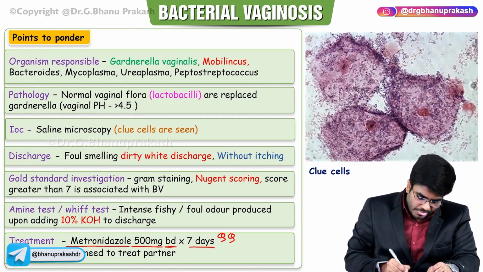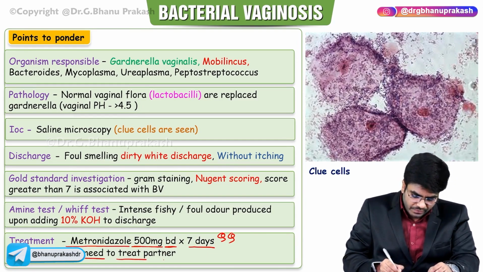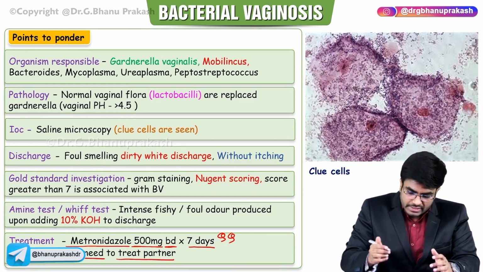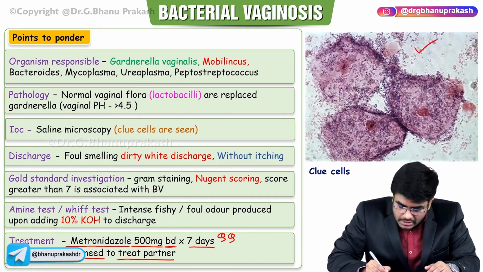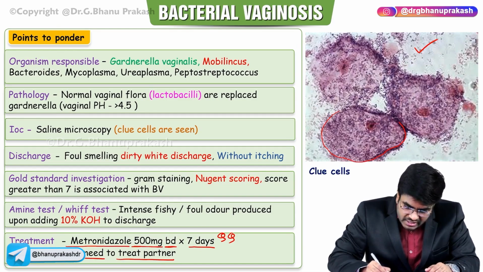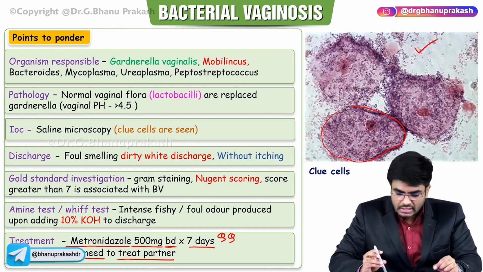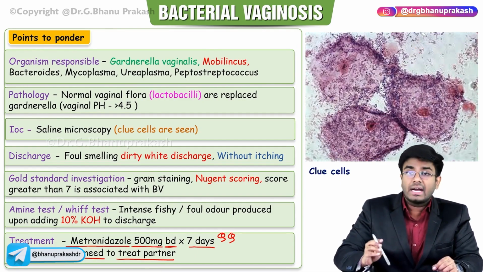There is no need to treat the partner. Okay, please concentrate guys. What you are seeing over here is the clue cells. See, this is the microscopic image. You can clearly see these vaginal epithelial cells on which you are seeing some small dots. Those dots are nothing but the bacteria, our Gardnerella.